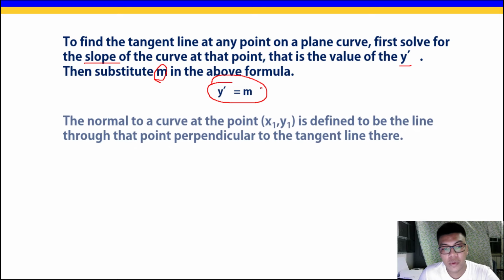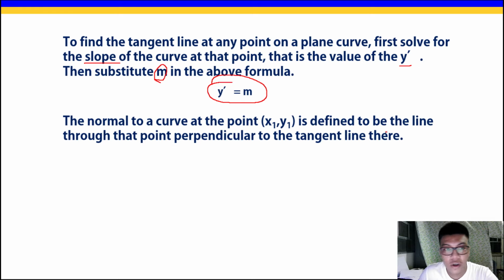Okay, so paano naman ngayon kapag normal line? So the normal to a curve at the point x sub 1, y sub 1 is defined to be the line through that point perpendicular to the tangent line there. Okay, so kagaya nga na sinabi ko, yung normal line natin, yun yung line na perpendicular sa ating tangent line. Siyempre, dadaan din sa point na kinonsider natin, ano?